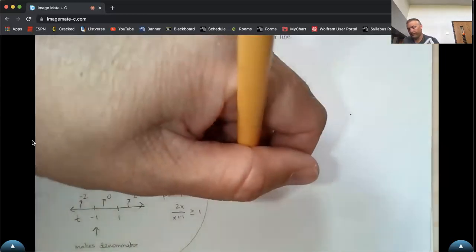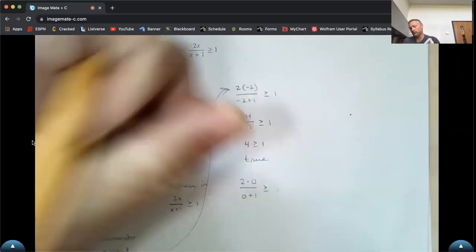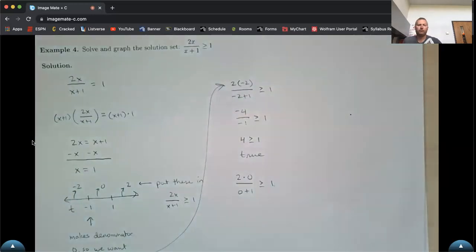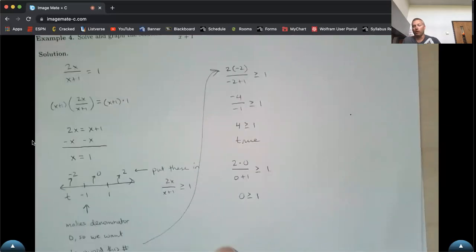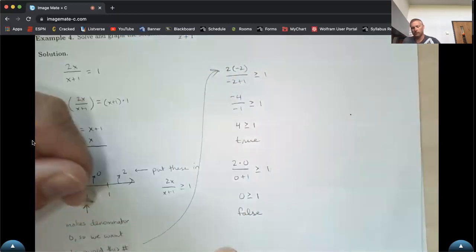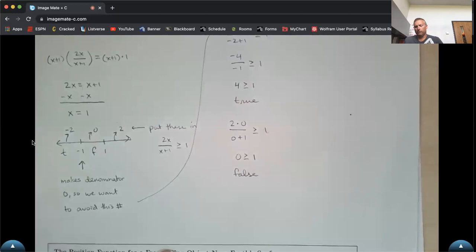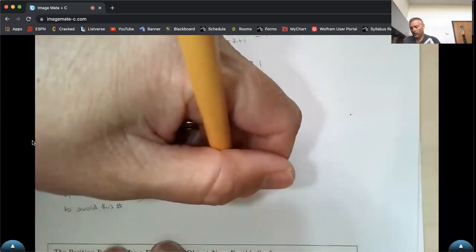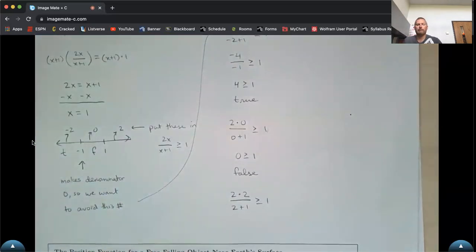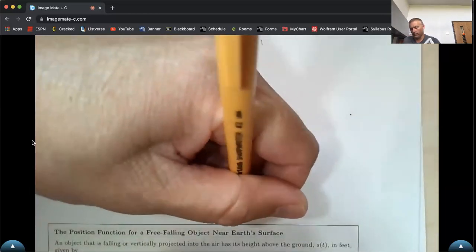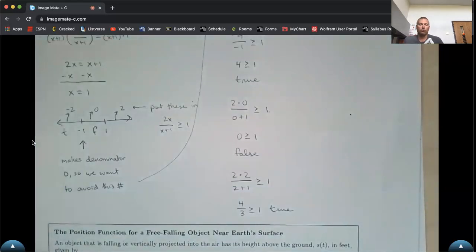Next we pick 0. 2 times 0 over 0 plus 1 greater than or equal to 1. Well, that's 0 over 1, and we're saying 0 is greater than or equal to 1. That is a false statement. Finally, if we put in 2, so that's 2 times 2 over 2 plus 1 greater than or equal to 1, which gives us 4/3 is greater than or equal to 1. And that is true. 3/3 is 1, so 4/3 is bigger than 1.